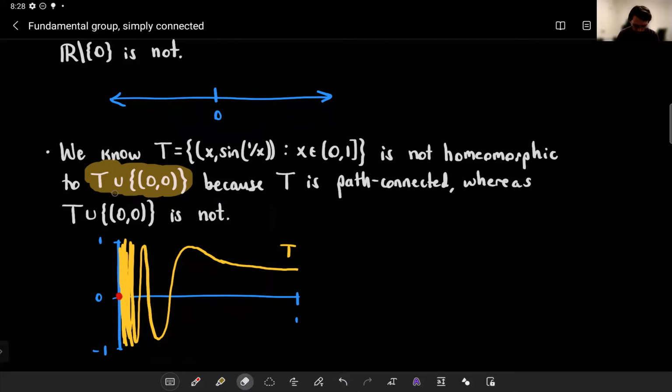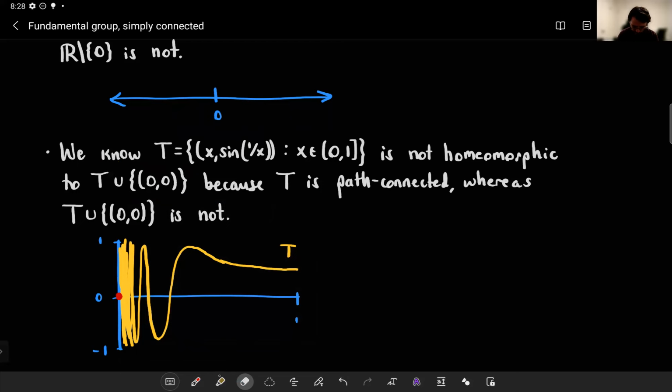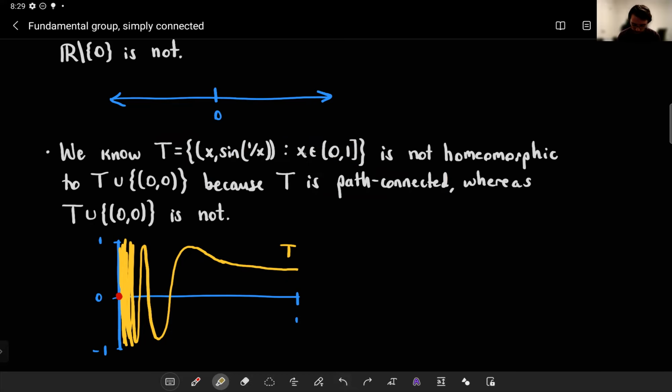So what do we know? We know one of these spaces is path connected, the other is not. In particular, T is path connected. Take a minute to think about why it's path connected. There's a really quick one-line proof that it's path connected. Pause the video if you need to. Spoilers, here it is. This space is path connected because it's the continuous image of a path connected space. Right, if you look at the half open, half closed interval from 0 to 1, that's path connected.